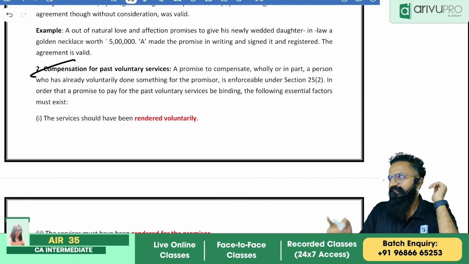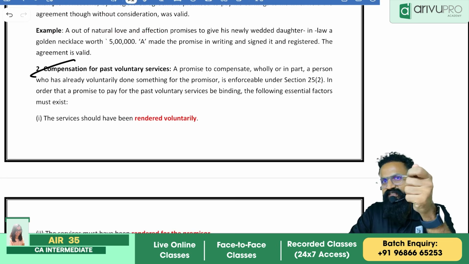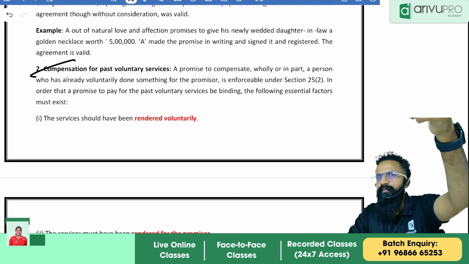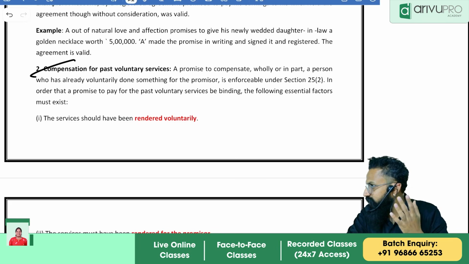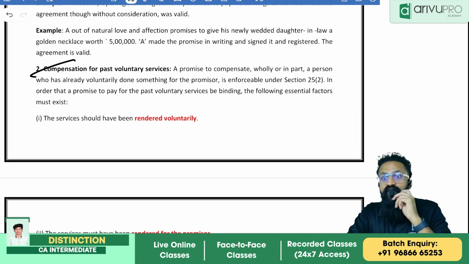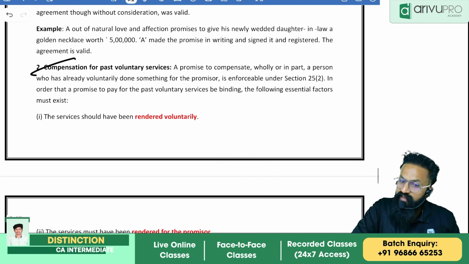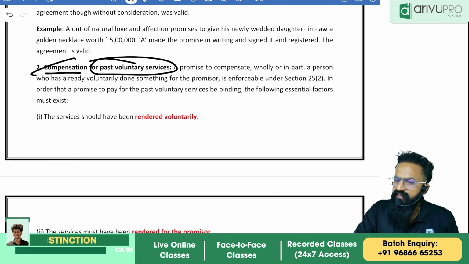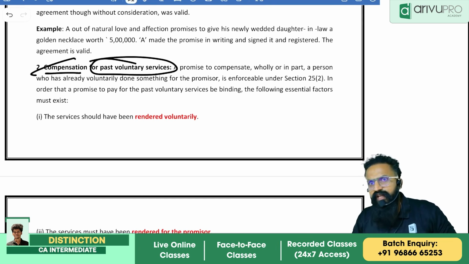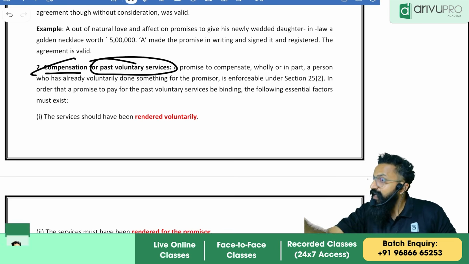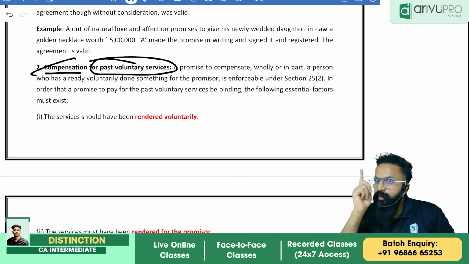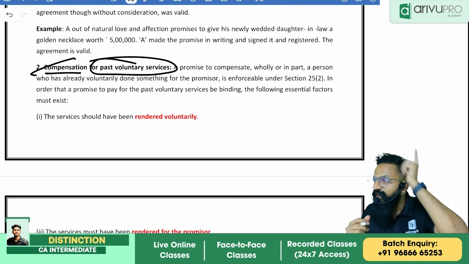Next one, sir. Compensation for past voluntary services. I find a purse. I voluntarily go and give it back to the required person. Then he promises to pay me 5,000 rupees for being so honest and a good citizen of this country. Once he promises a cash reward, that becomes an enforceable contract. That is called compensation for past voluntary services. Sir, what if he doesn't promise anything? Can I enforce it? No, you cannot enforce it. Then what can you do? You can retain the product with you. Remember that. If he doesn't give you the money, you can retain the product with you.